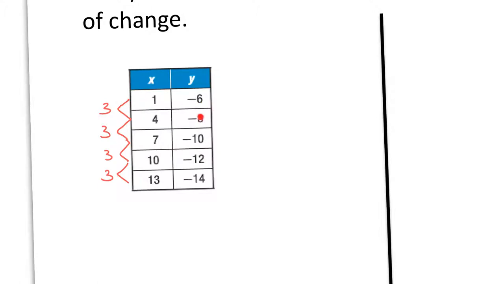Now for the y values, we also have to do the same thing. I want to know how do I get from negative 6 to negative 8, from negative 8 to negative 10, from negative 10 to negative 12, and from negative 12 to negative 14. So here, I need to subtract 2. Now let me explain why. Because from negative 6, you subtract 2, negative 6 minus 2, that's negative 8. Negative 8 minus 2 is negative 10. And negative 10 minus 2 is negative 12.